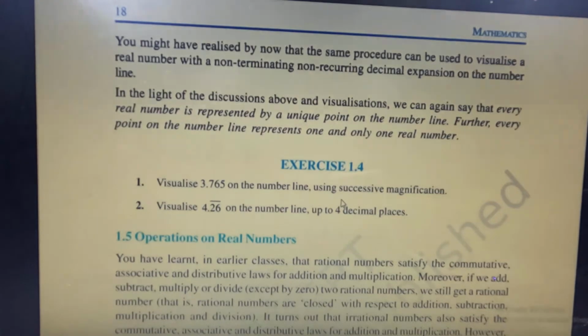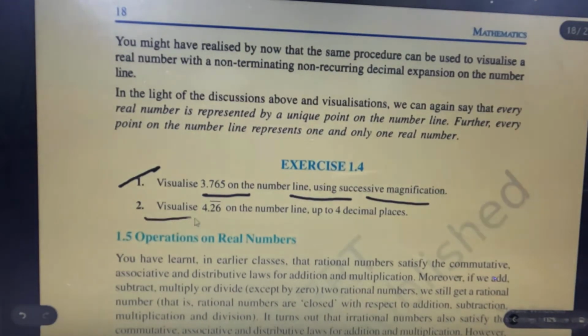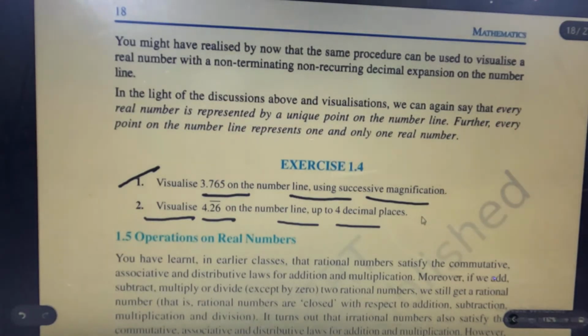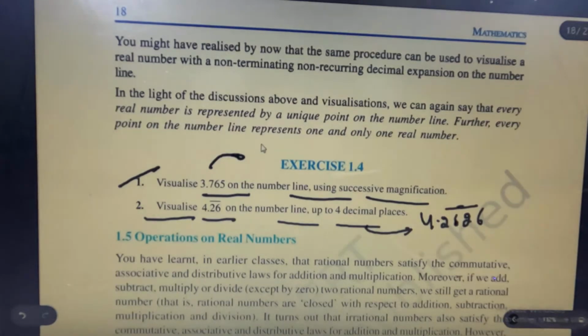Now there is an example: visualize 3.765 on the number line using successive magnification. Next, also visualize 4.26 bar on the number line up to 4 decimal places. It means we want to visualize 4.2626 on the number line. This is also visualized on the number line, that is 3.765.